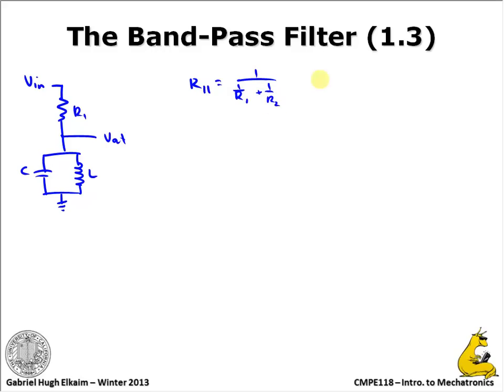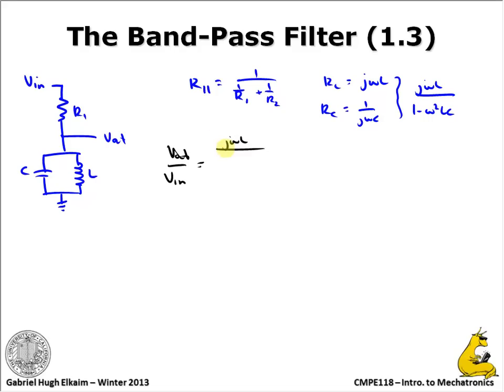Well, in this case, I've got R_L equal to j omega L, and R_C equal to 1 over j omega C. If I put those two in parallel and work out the math, I get j omega L over 1 minus omega squared LC. Then if I do my voltage divider circuit, Vout over Vin is going to equal j omega L over 1 minus omega squared LC, all over R (I have R1, but I'll just call it R) plus j omega L over 1 minus omega squared LC.